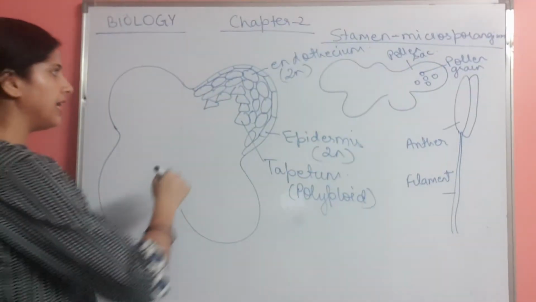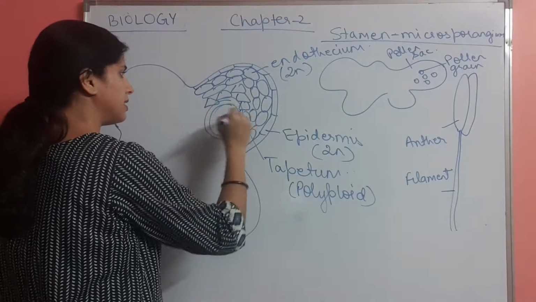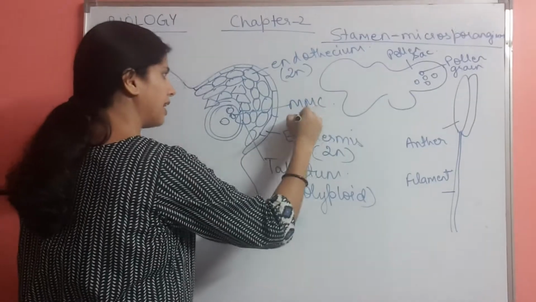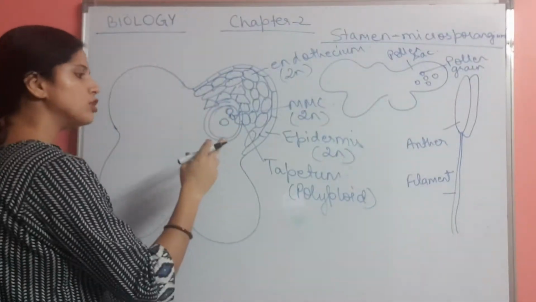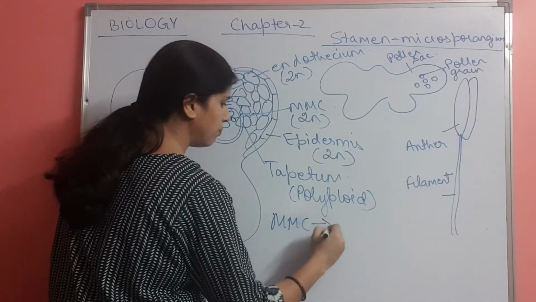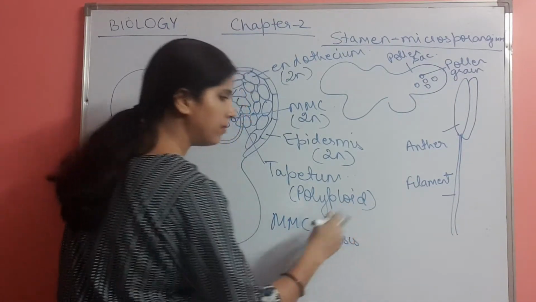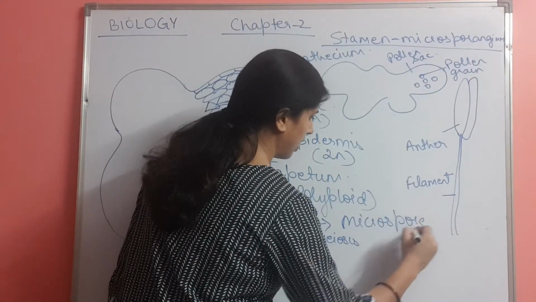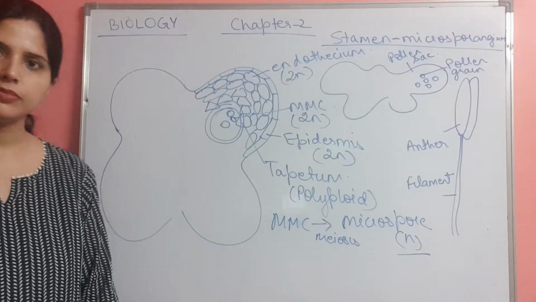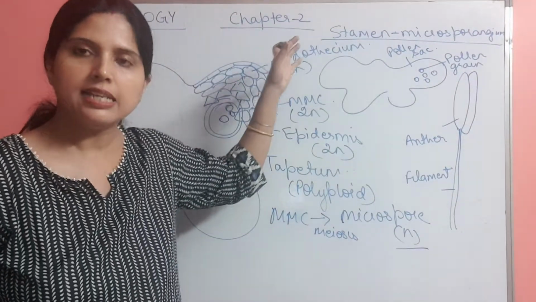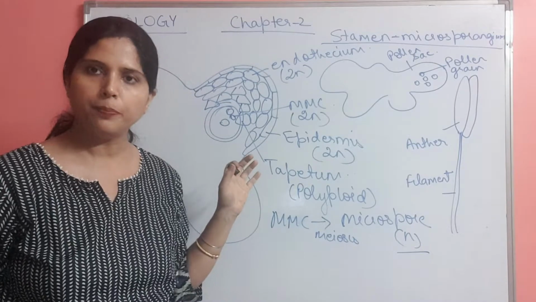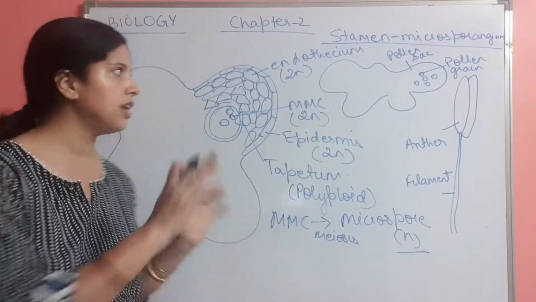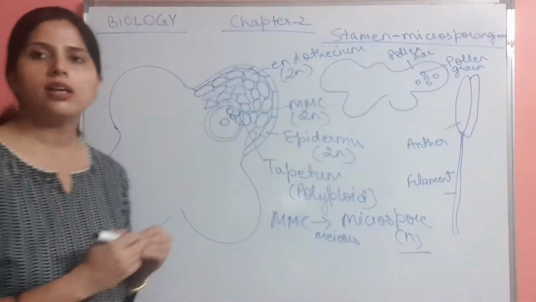Next, after that, inside is present the microspore mother cell, which is again diploid. Microspore mother cell will undergo meiosis and form microspore. Microspore is haploid in nature. These are the layers of the Microsporangia, and the questions which generally come in CBSE board examination are: what are the layers? What is the ploidy?